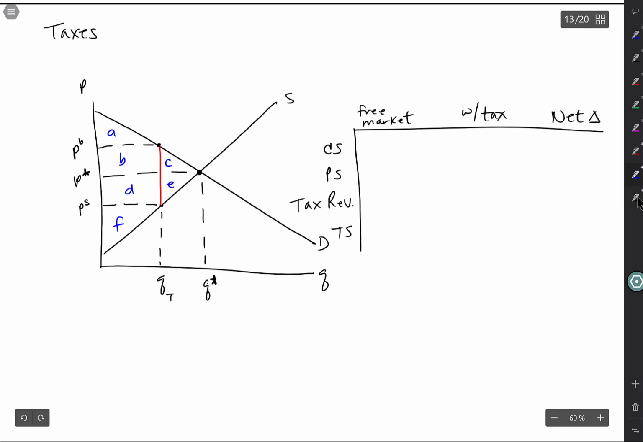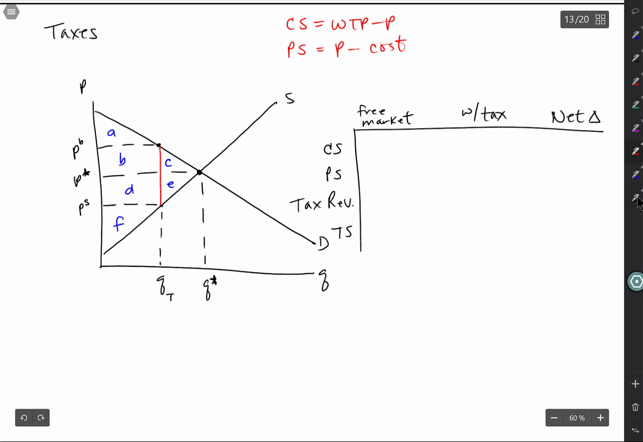Okay, so remember the definitions. Consumer surplus is the difference between, actually I'll write it up here. Consumer surplus is the difference between what buyers are willing to pay and what they actually pay. And we know that willingness to pay is represented by the demand curve. And producer surplus, again from chapter 6, is what producers get, that's the price that they sell the good for, minus their cost of production. So producer surplus is the difference between price and the supply curve, because the supply curve represents costs.